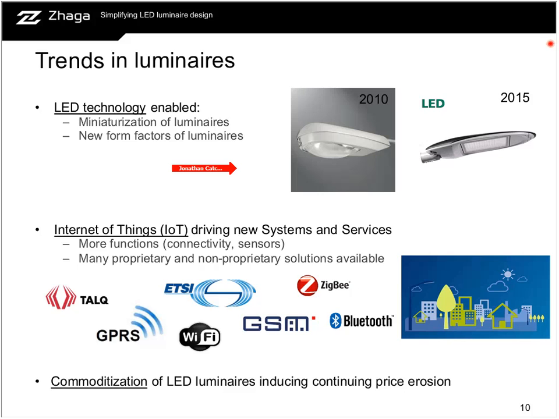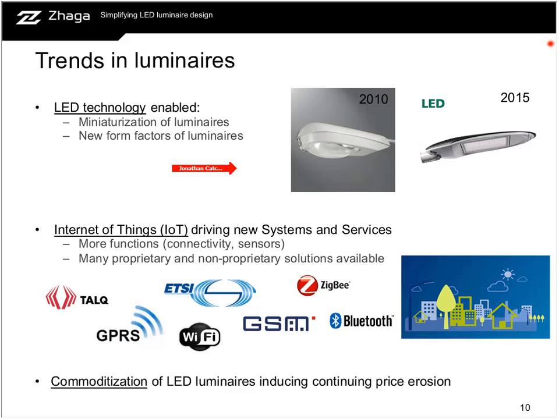Another upcoming trend is of course the Internet of Things, which will drive new systems and services, and thereby also new functions related to connectivity and sensors. And what is present in the field at the moment are many different proprietary and non-proprietary solutions, which makes it at this moment difficult to select only one solution in the field, and makes it very likely that changes will happen in the next few years, and makes the need for connector and so flexibility in the concept required.